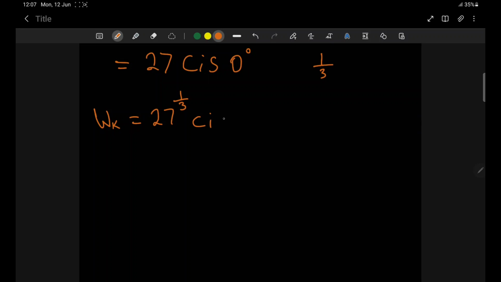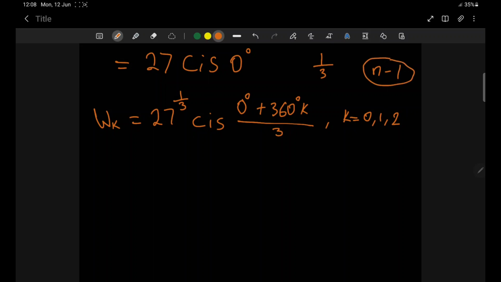And then we have 0 degrees since our theta is 0. So 0 degrees plus 360 degrees times k, over our n, which is 3. Then for k, we are going to have values of 0, 1, 2. Remember, the maximum is always n minus 1. So our n is 3, so 3 minus 1 is 2. Now we're going to substitute for each k value.